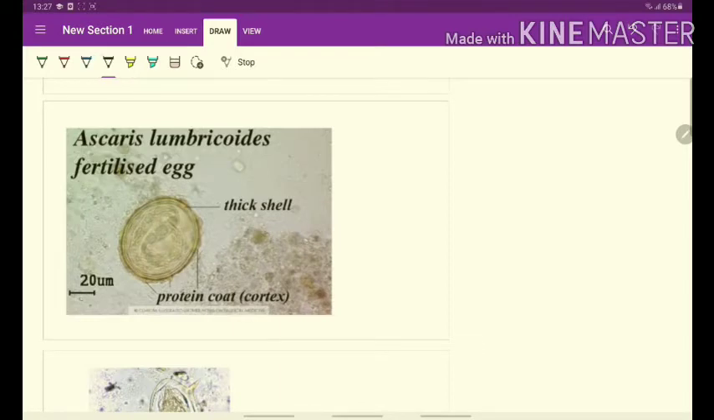We have already compared the fertilized and unfertilized eggs of Ascaris lumbricoides. This is an image showing only the fertilized egg of Ascaris lumbricoides. It has a thick outer shell and a proteinous coat. And there is an embryo within it. The embryo on either side of the pole is covered by a chitin sheath.